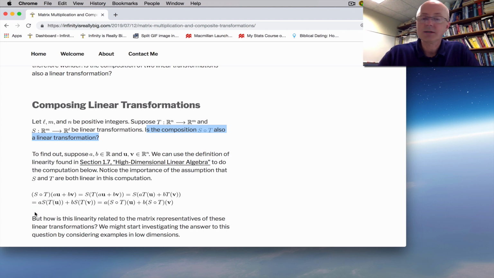This equality uses the fact that S is linear. We have S of a linear combination of two vectors, and the vectors are being multiplied by scalars. S is linear, so it's also operation preserving. You get the same analogous linear combination, a times S of this vector T of u, plus b times S of T of v. And the last equality there is the same as the first. It's just the definition of composition. That's verifying linearity. Okay?